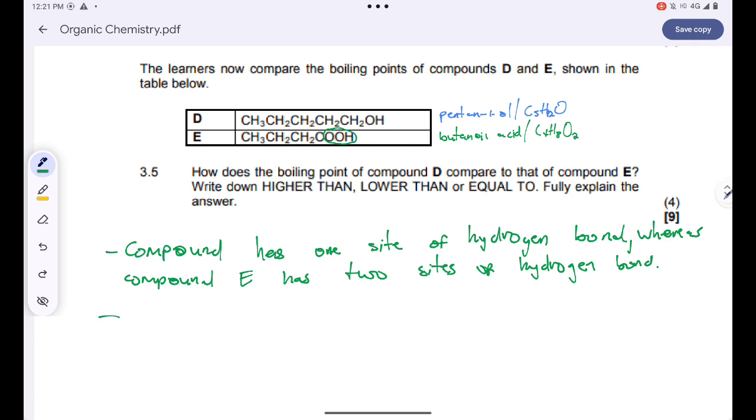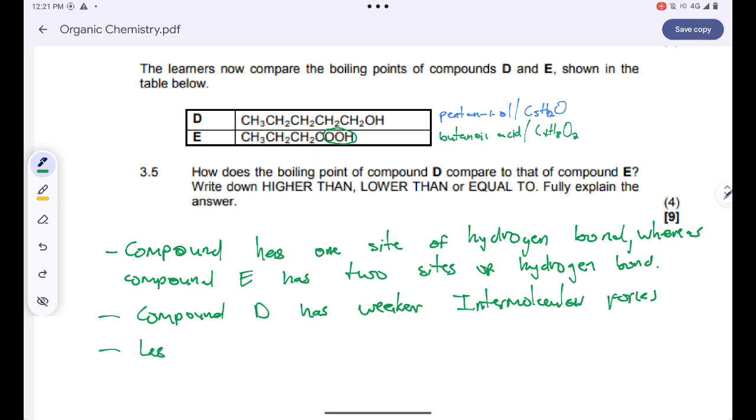Are you together? Then the second point will be that compound D has weaker intermolecular forces compared to compound E. And then less energy will be required to separate the bonds of compound D, and hence it has a lower boiling point.